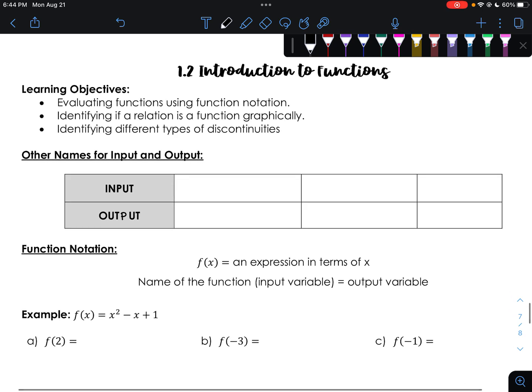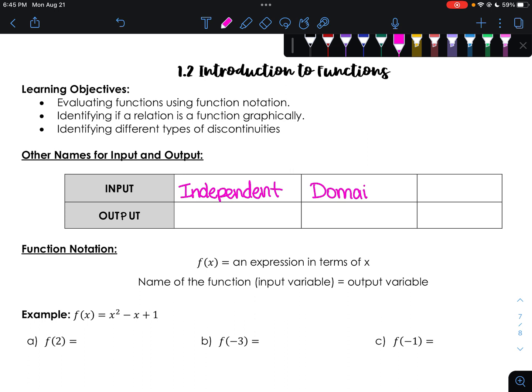So first, we're going to talk about other names for input and output. The input is also known as our independent variable. It's our domain, and we also use the variable x to represent the domain. Our output is our dependent variable. It's also our range, and we use y to represent that.